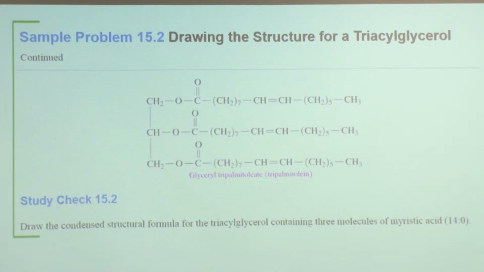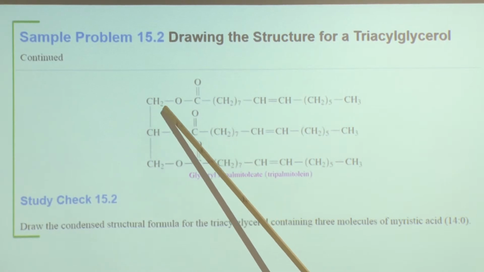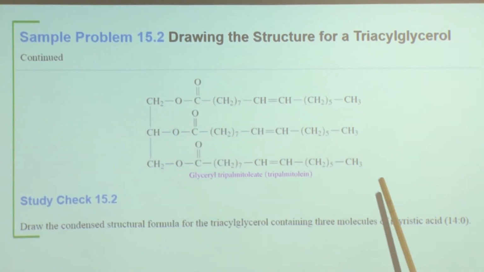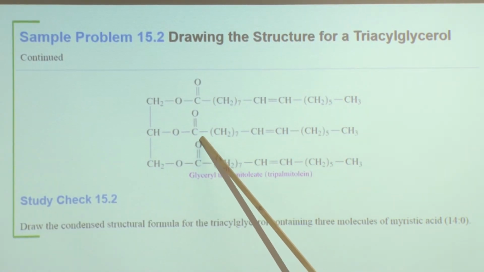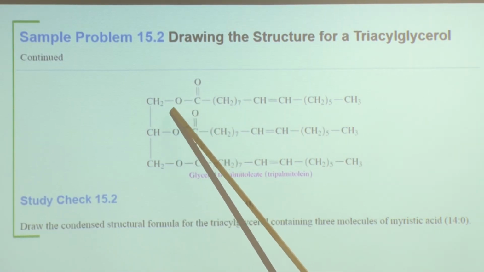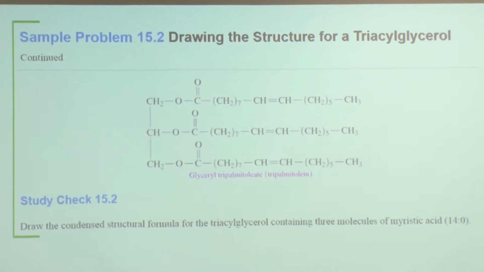Draw the condensed structural formula for the triglycerol containing 3 molecules of myristic acid. Again, this will be given to you. If not, look up on page 515. 14 carbons, no double bond. So this is a saturated fat, no unsaturation, 0 double bonds. So you are going to again set up the glycerol molecule similar to this setup, 3 OH, and set up myristic acid molecules in 3 locations. Connect the carboxylic and the hydroxyl, eliminating a water molecule at each location, and you have your ester. So please practice setting up these molecules.